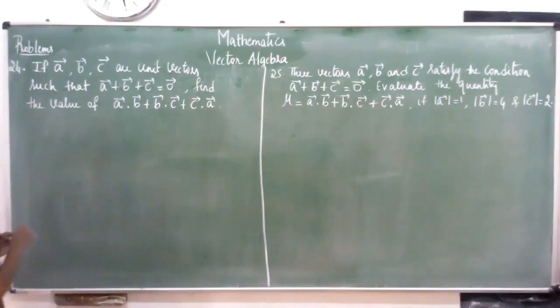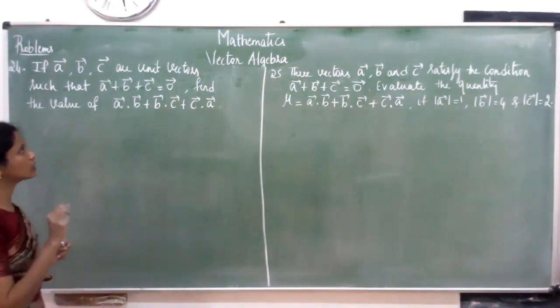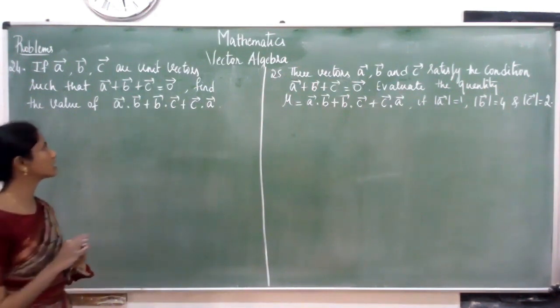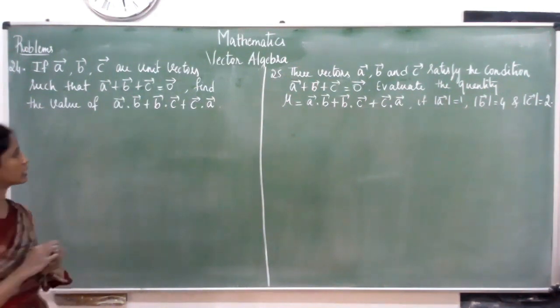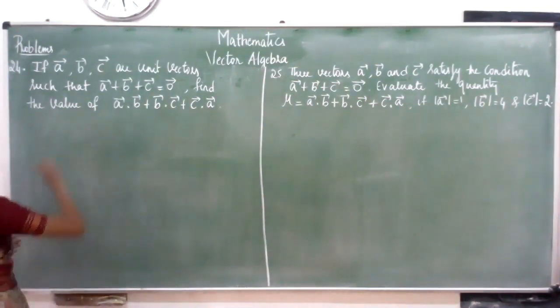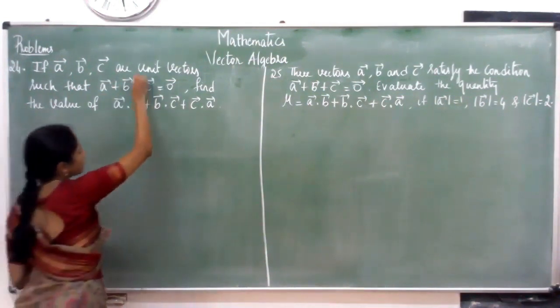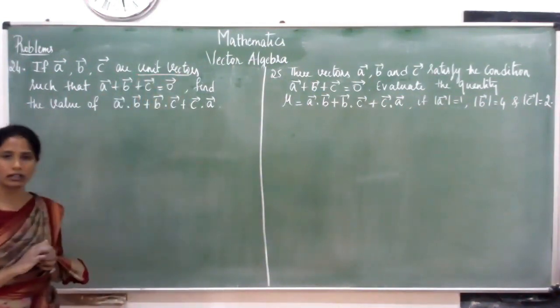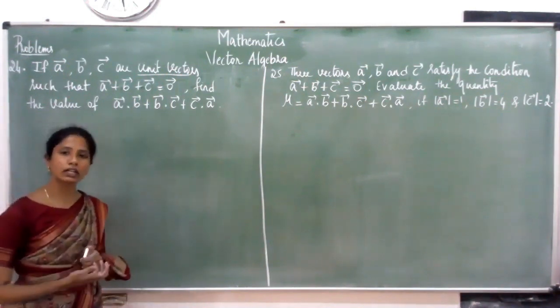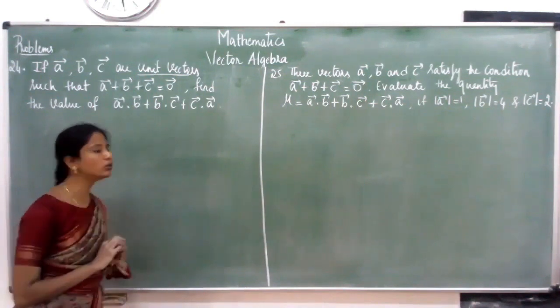So here, if vector A, vector B and vector C are unit vectors such that vector A plus vector B plus vector C is equal to 0, find the value of vector A dot vector B plus vector B dot vector C plus vector C dot vector A. So the first data which is given is the vectors vector A, vector B and vector C are what kind of a vector? They are unit vectors. When they are given unit vector, what can you conclude? You can conclude that magnitude of all these vectors is equal to 1.